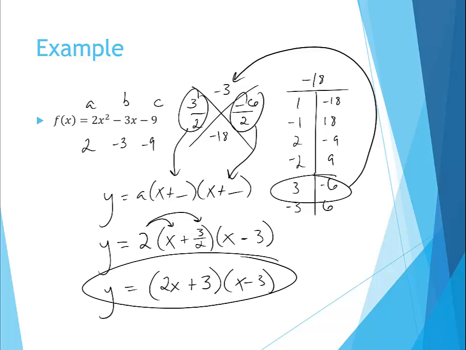Okay, that's it. Now to go from intercept form to standard form, you're going to distribute. To find your solutions, you're going to set your binomials equal to 0 and solve for x. Piece of cake? Piece of cake. All right, good job. Next.